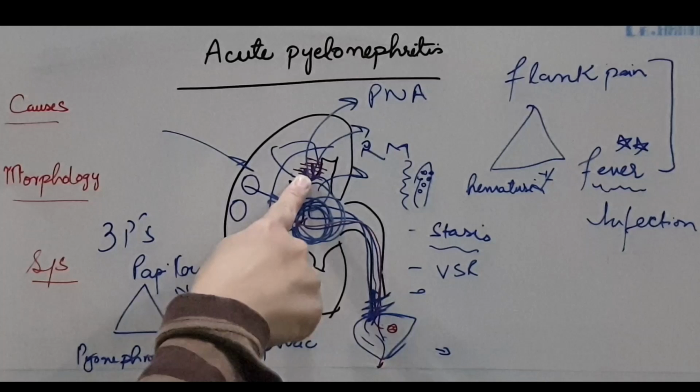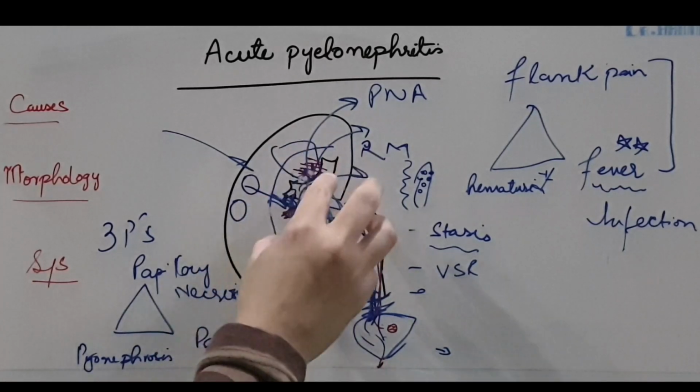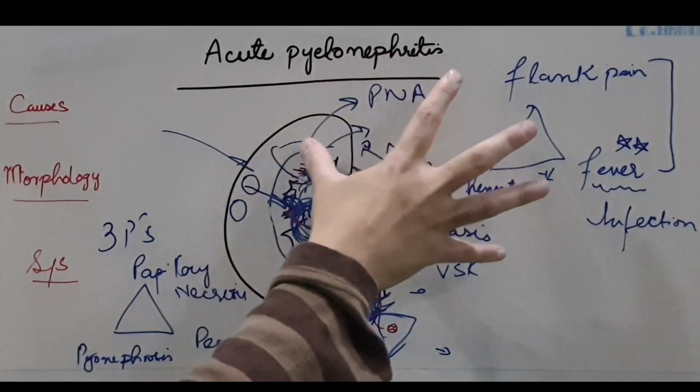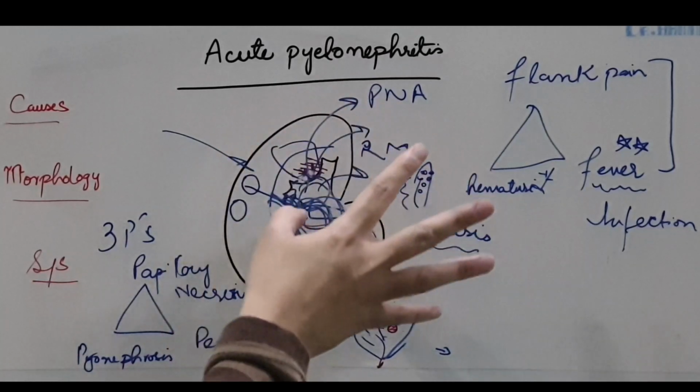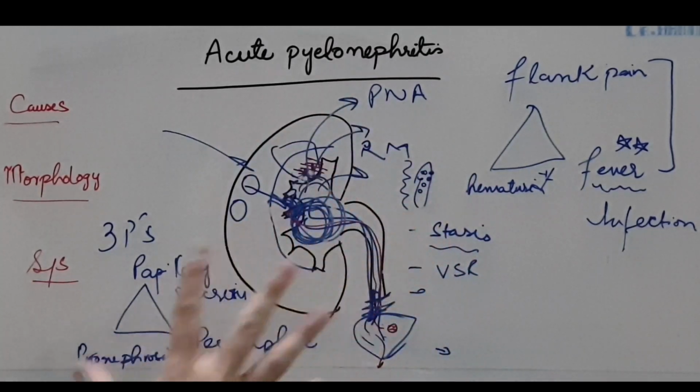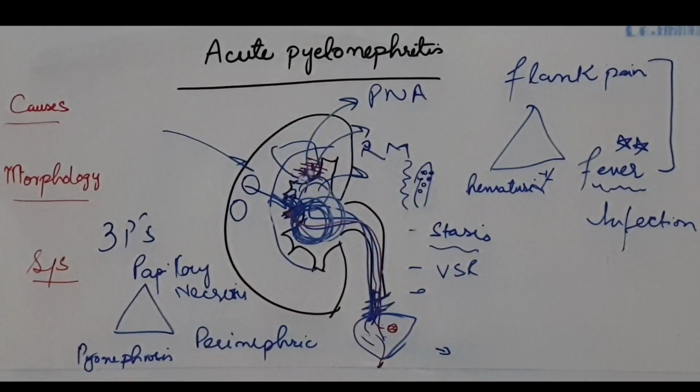Pus was formed. This is pyonephrosis. Pus trickled into the perinephric fat. This is perinephric abscess formation. So this is basically the whole concept behind acute pyelonephritis. Now chronic pyelonephritis.